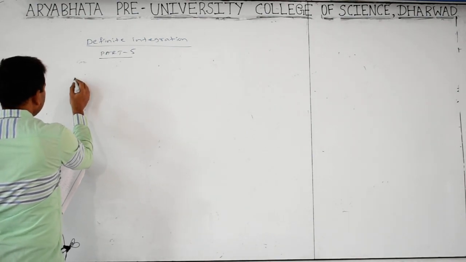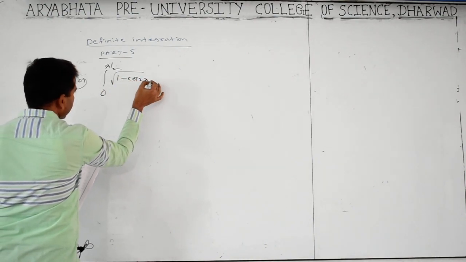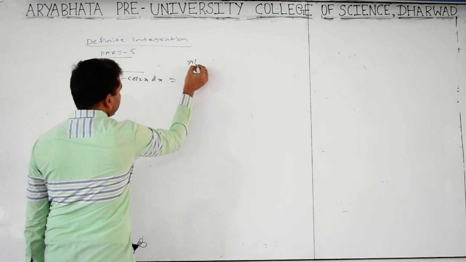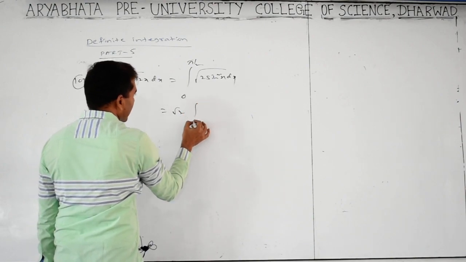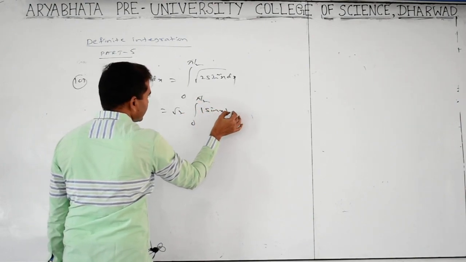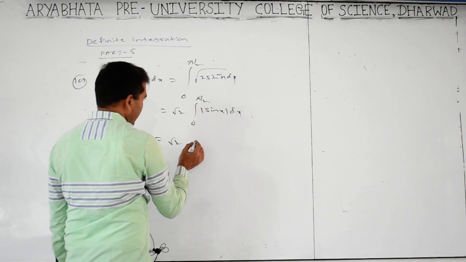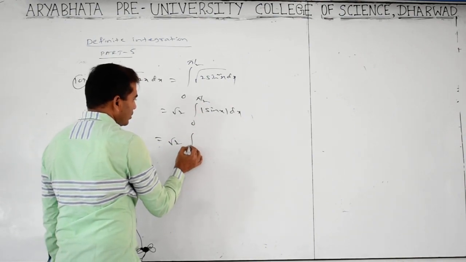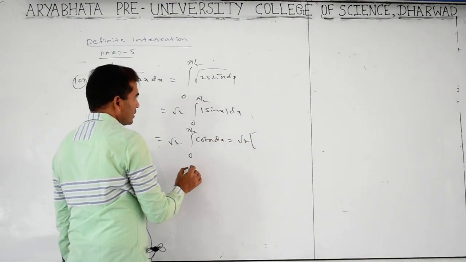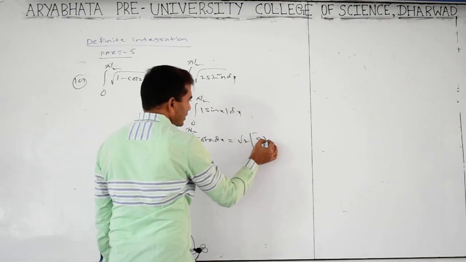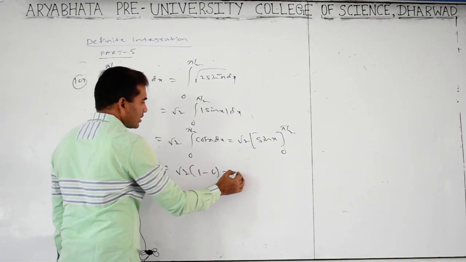Next, question number 101. Integration of 0 to pi by 2 root of 1 minus cos 2x. Root of 1 minus cos 2x is root of 2 sin square x, so root 2 times 0 to pi by 2 mod of sin x dx. In this interval sin x is positive, so sin x integration is minus cos x. Root 2 times minus cos x with limits 0 to pi by 2: minus cos pi by 2 is 0, and cos 0 is 1. Answer is root 2.